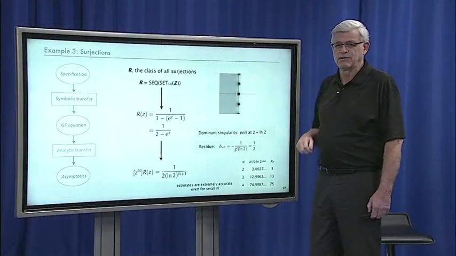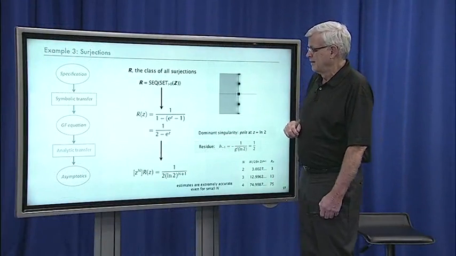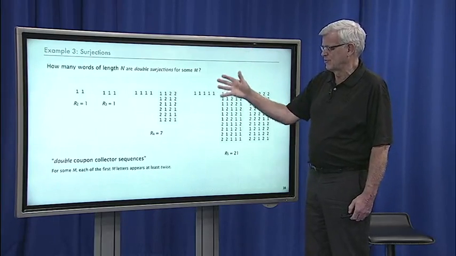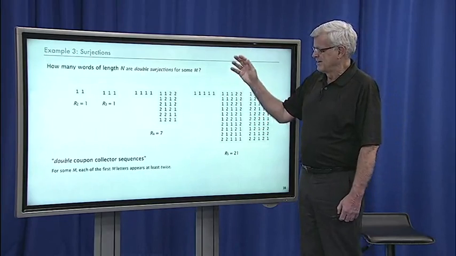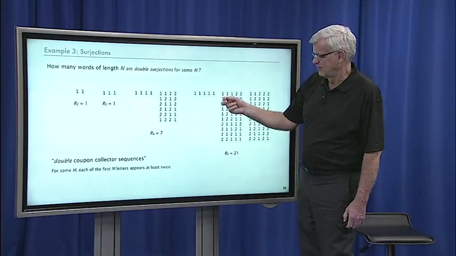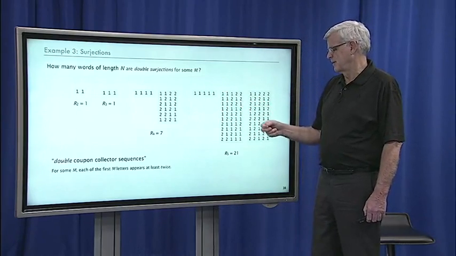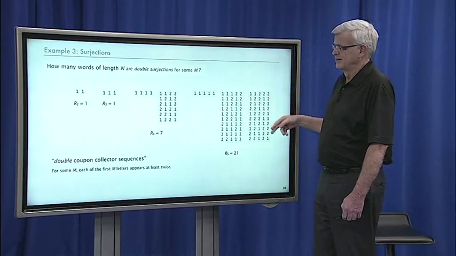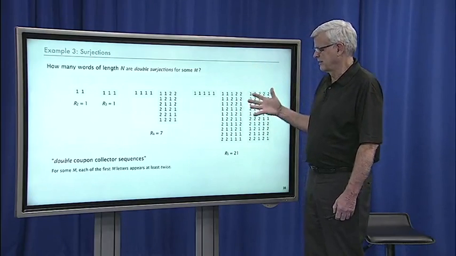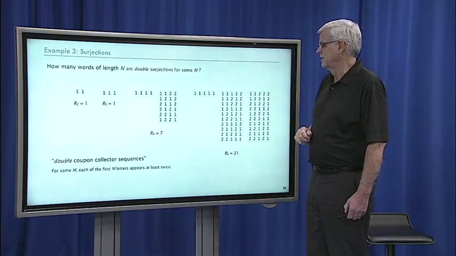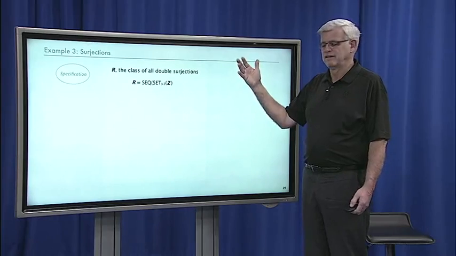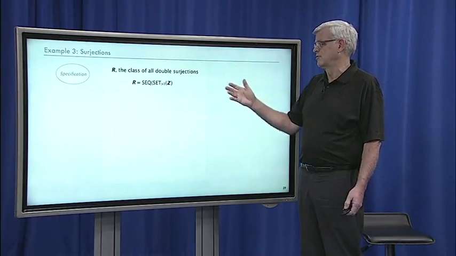Even for 3, it's accurate to 3 decimal places. And we can look at general versions of this, like double surjection. That's like coupon collector sequences where you want to have 2 of everything. So for some m, each of the first m letters appears at least twice. Again, there are a lot of applications for wanting to study these types of combinatorial objects. In terms of the analytic combinatorics, it's just generalizing the one that we just did.